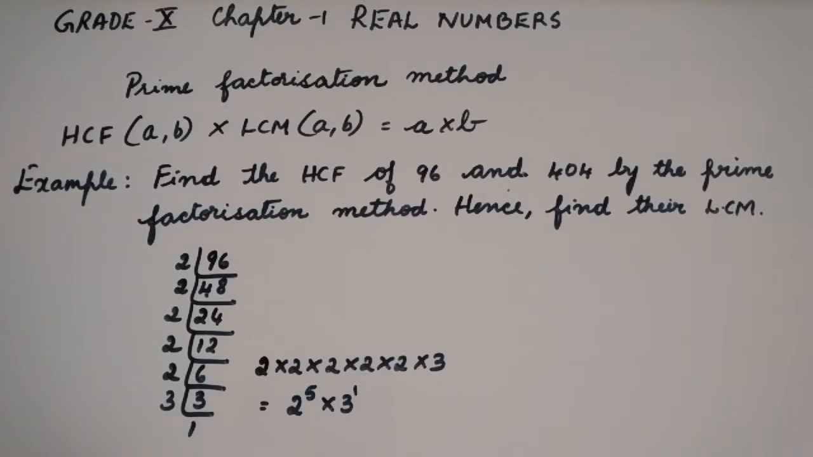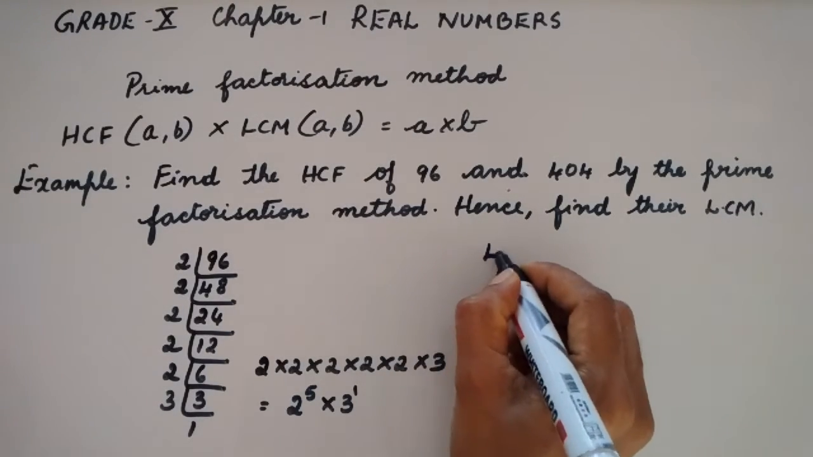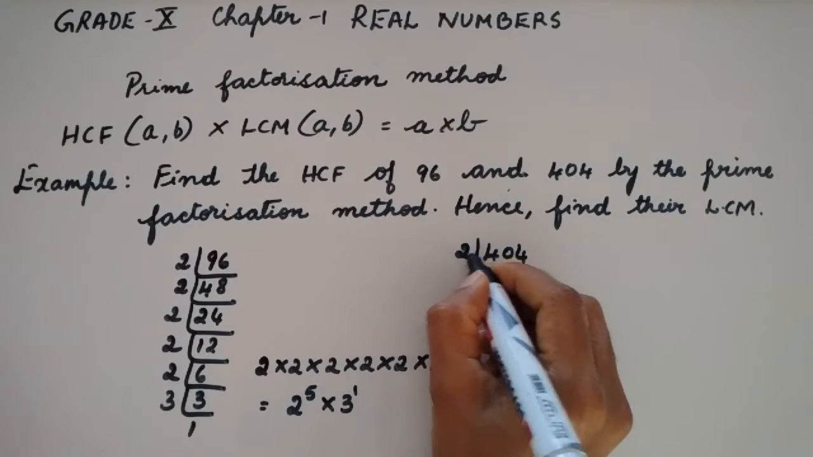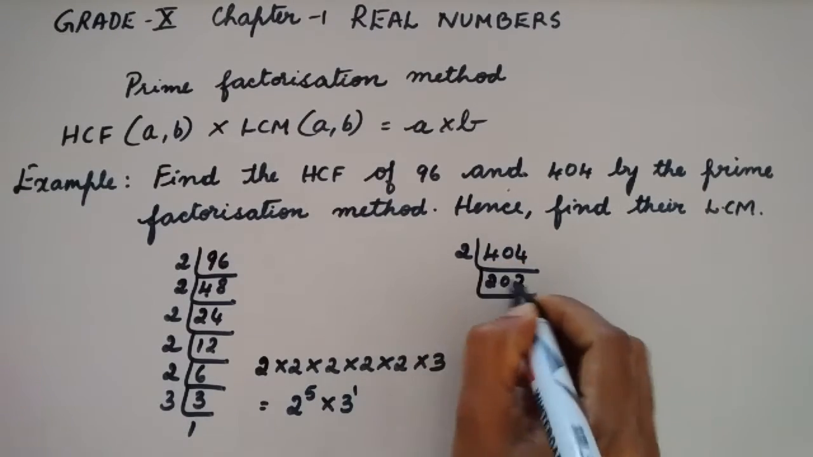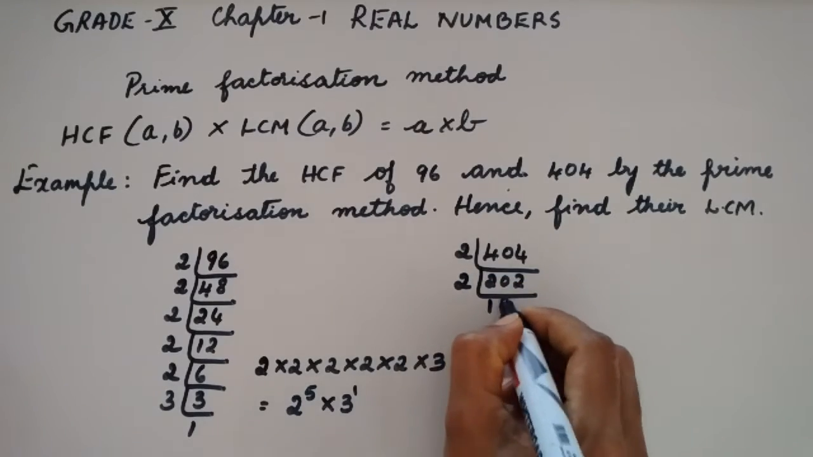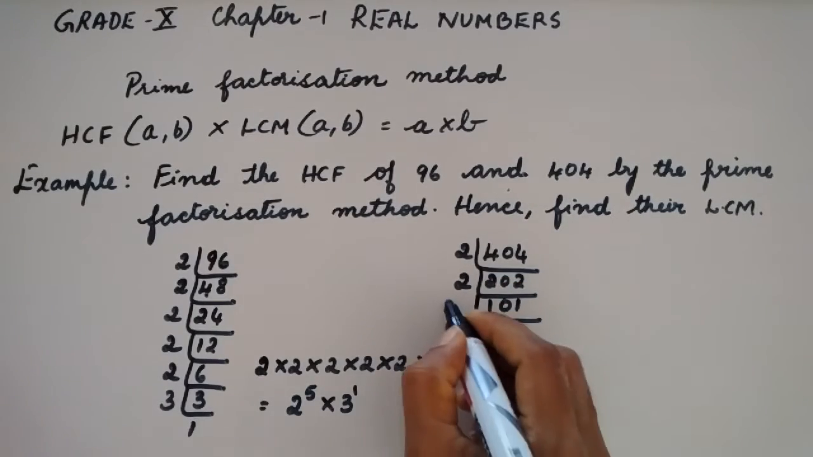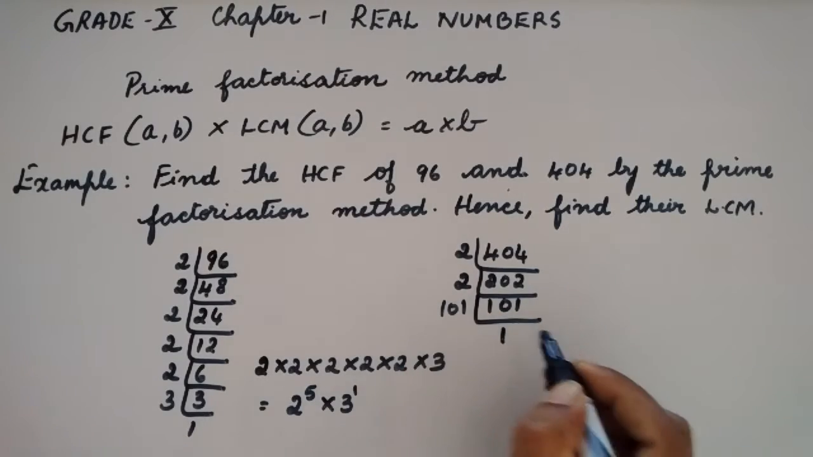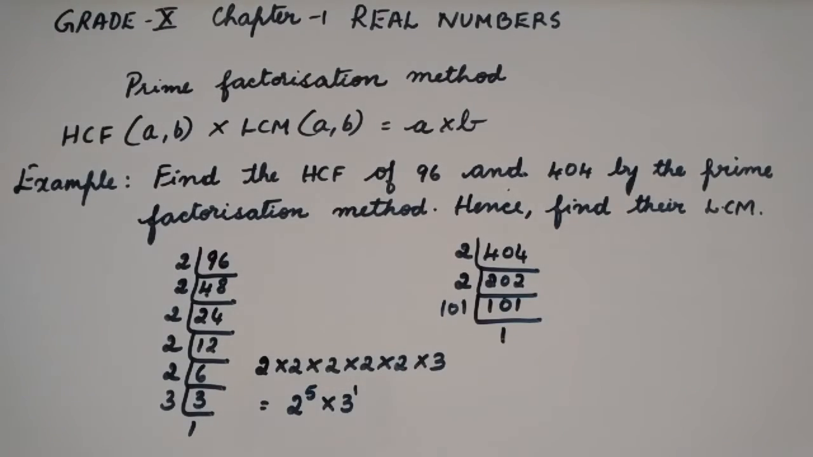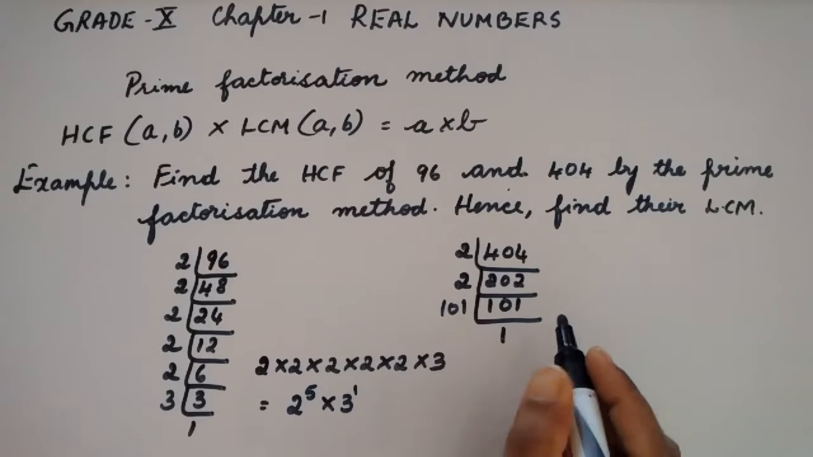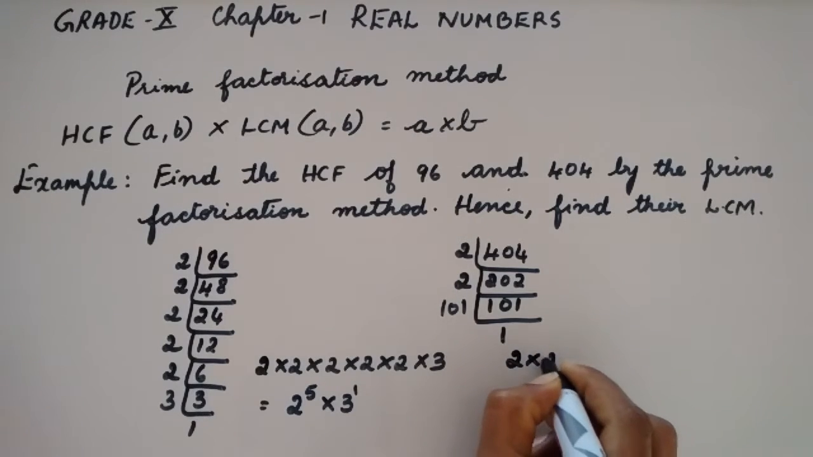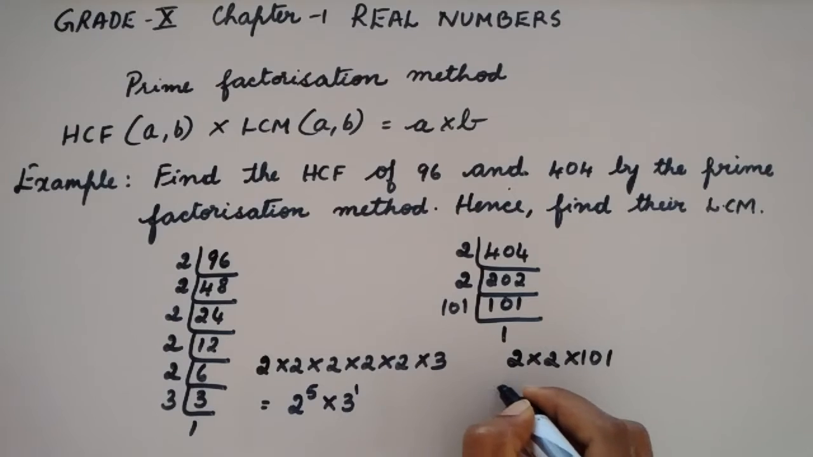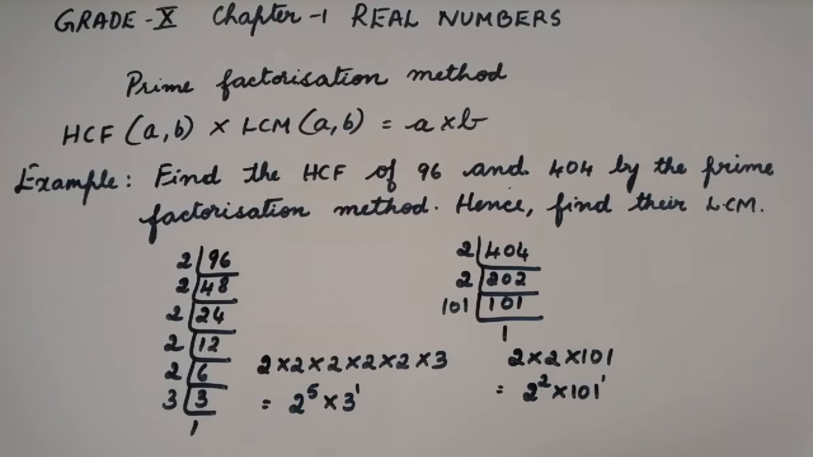Okay, now next let us factorize 404. So here we'll get 2 2s are 4, 2 2s are 4, and then you have 2 1s are 2, and then you have 101 1s are 101. So now here let us write the prime products of 404. It will be 2 into 2 into 101, which is equal to 2 square into 101 to the power 1. Now here we know what is HCF, isn't it, students?